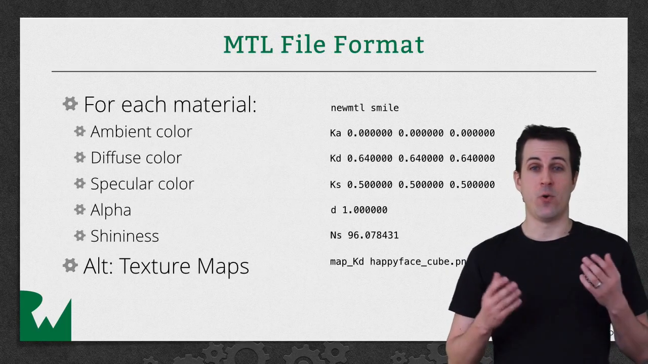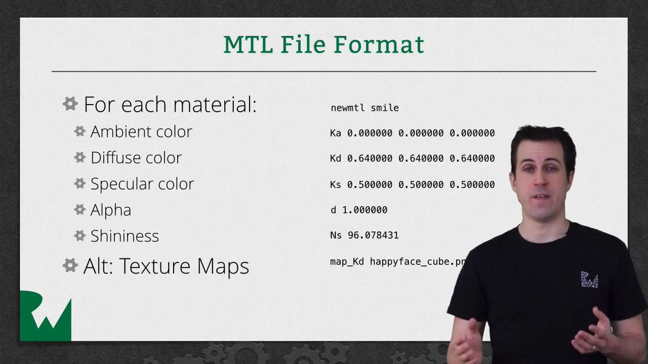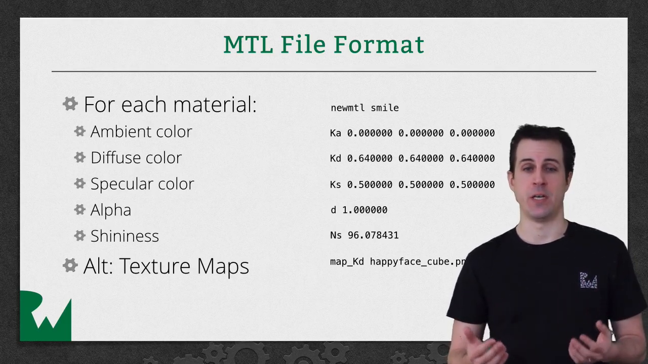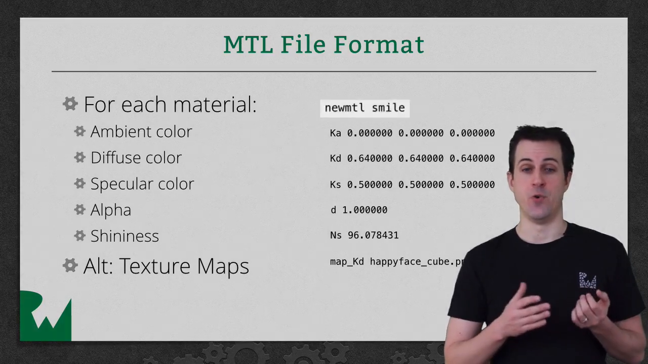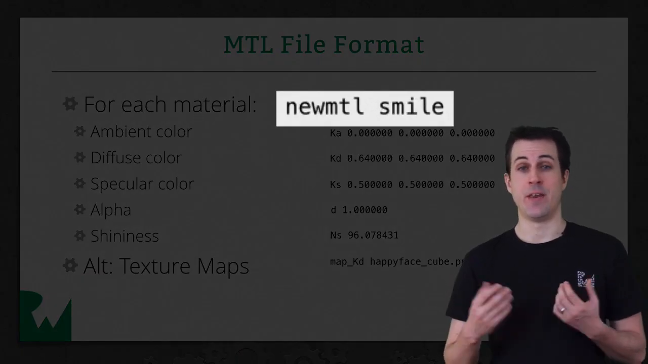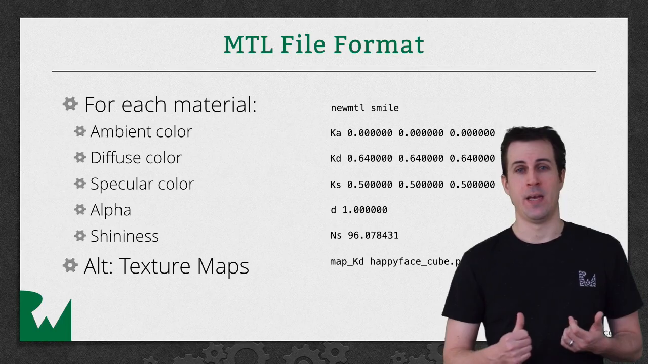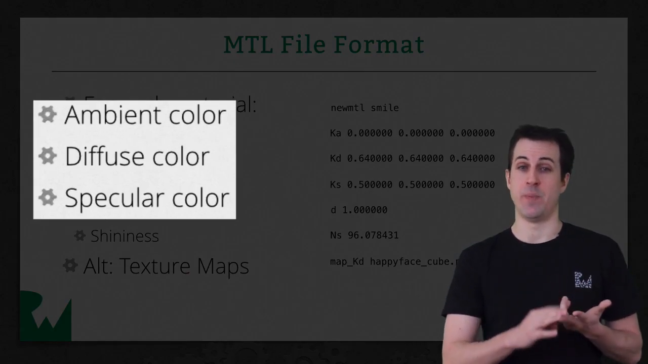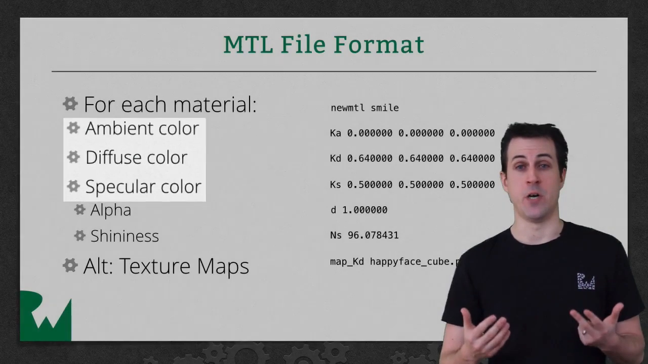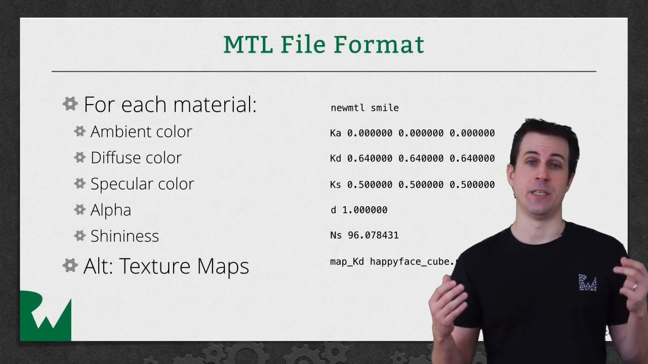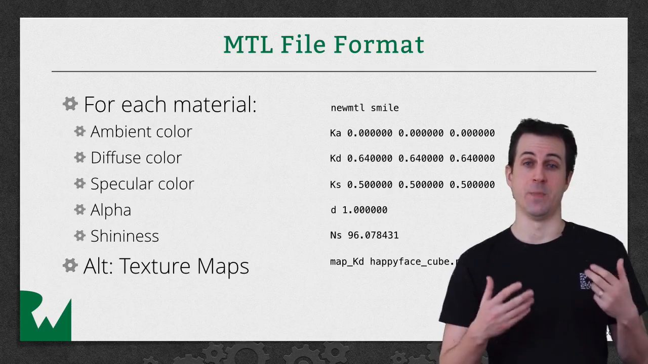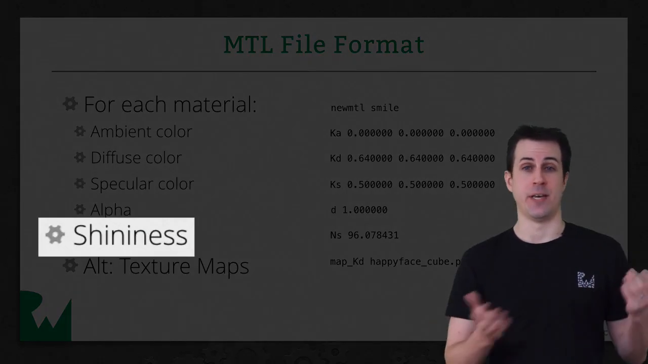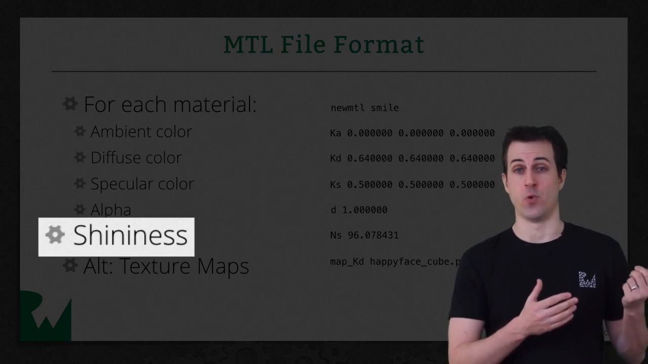Actually, not only does your 3D modeling tool export an OBJ file, but it also exports an MTL file, which has information about the materials. For each material it says new MTL and gives the name of the material, and then it gives some properties about that material. This includes some coloring information, such as what ambient, diffuse, and specular color are going to be on this material. This sort of influences how much the light affects this material in different ways.